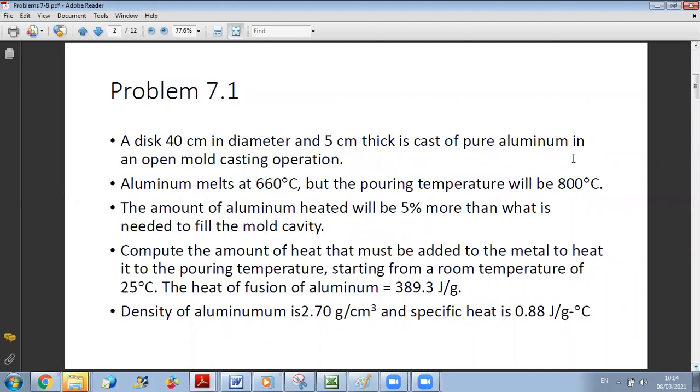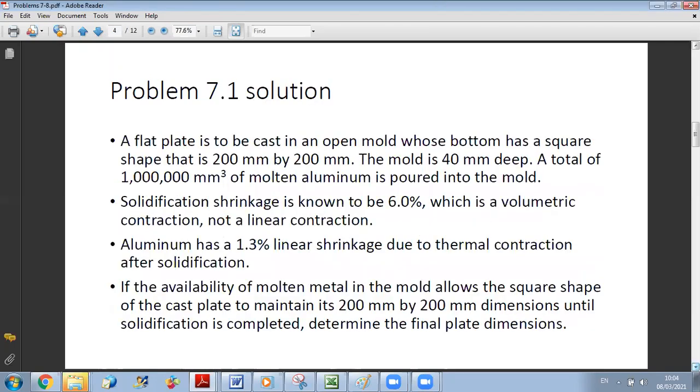Okay. We start first with the first problem. A disc of 40 centimeter in diameter and 5 centimeter in thickness is cast of pure aluminum in an open mold casting operation. First, aluminum melts at 660. This one we did already, you know? Yes, we did it already. So let us do the second problem.